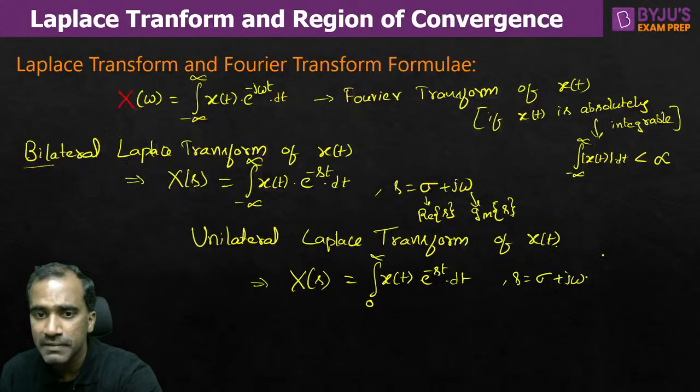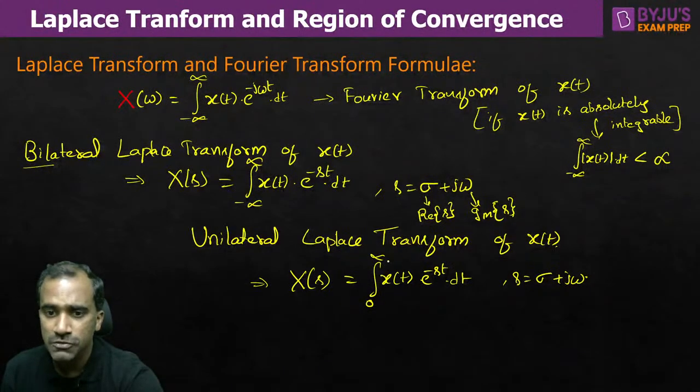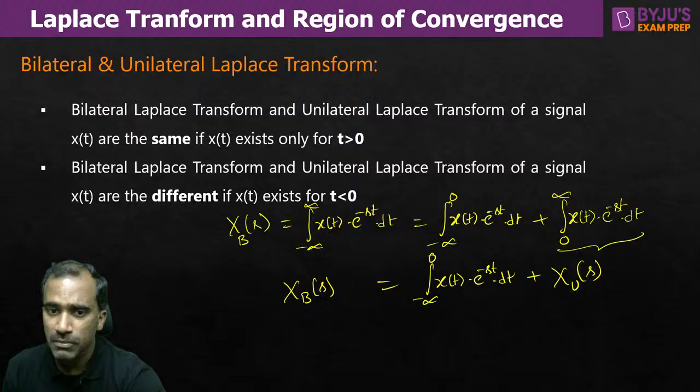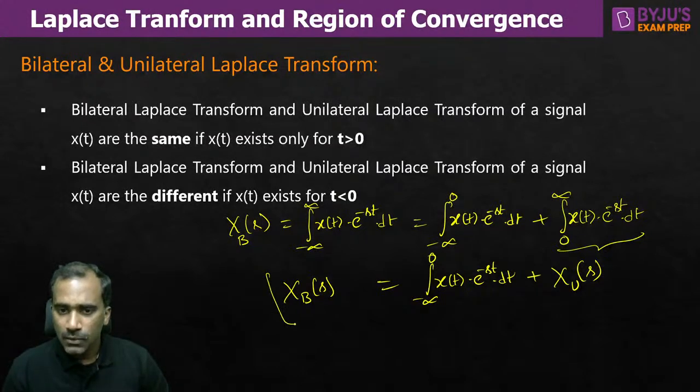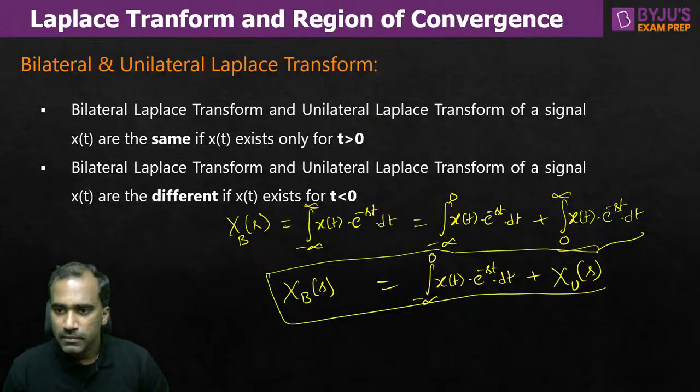Let me go back to the previous slide. See this one, unilateral Laplace transform formula. This is bilateral Laplace transform formula. In this slide, I have taken the bilateral Laplace transform formula and divided it into two parts. One part is exactly same as unilateral Laplace transform formula. Correct? Now, under what conditions will these two be same? Under what conditions will these two be different?